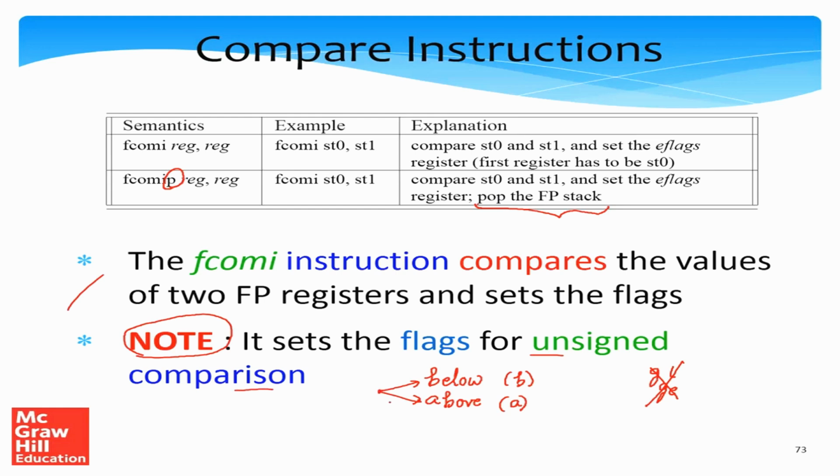This is a very common source of mistakes, because typically students would use the condition codes for signed comparison and they get the wrong answer. So this needs to be kept in mind, that the condition codes that need to be used are the ones for unsigned comparisons. Essentially we need branch instructions of the form JB or JA.